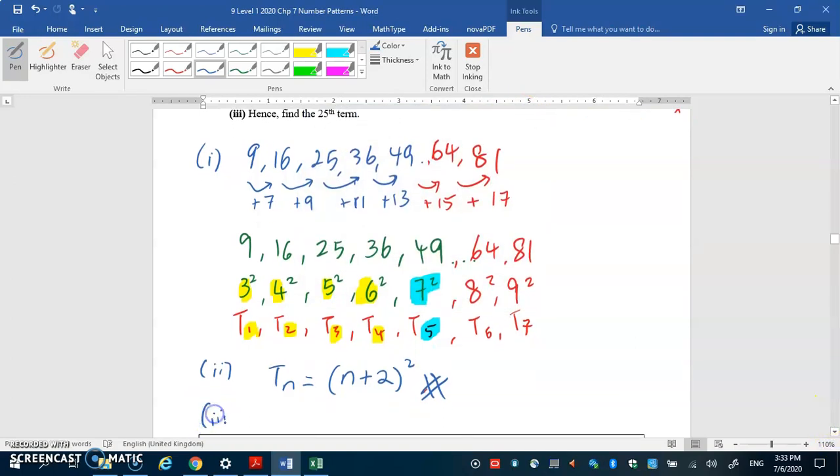And for the 25th term, very easy. We sub in n to be 25. So 25 plus 2 whole thing square is 27 square, right? You find out what's 27 square is 729.